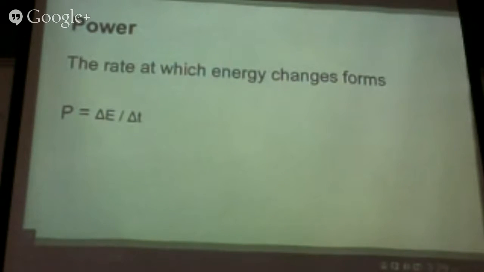And the last thing that we did with these: energy can change forms, or our system can gain energy or lose energy at different rates. And the rate we describe as the power. The verbiage they usually use for this is the power delivered to our system.